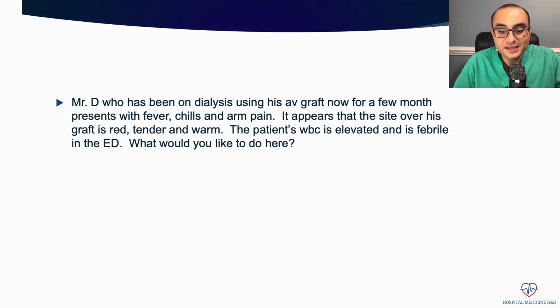Mr. D, who has been on dialysis using his AV graft. So what's the difference between an AV graft and an AV fistula? Again, the fistula is a direct connection between an artery and a vein. With a graft, you have a stent between an artery and a vein.